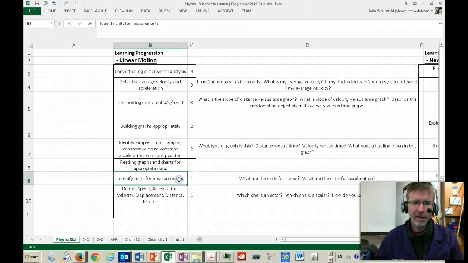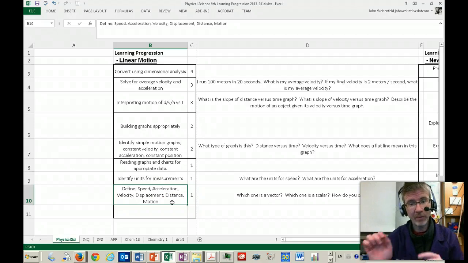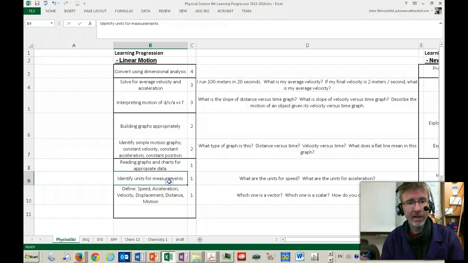So at level 1, for a 1.0 grade on this standard, you'd want to define speed, acceleration, velocity, displacement, distance, and motion. And included with that would be which one's a vector, which one's a scalar, how do you calculate those. Then units for measurement. What are the units for speed or velocity or displacement? What are the units for acceleration?